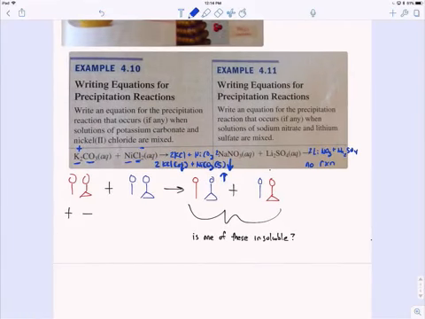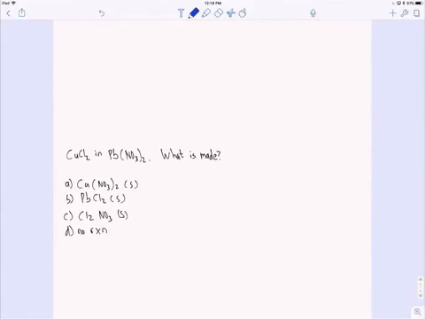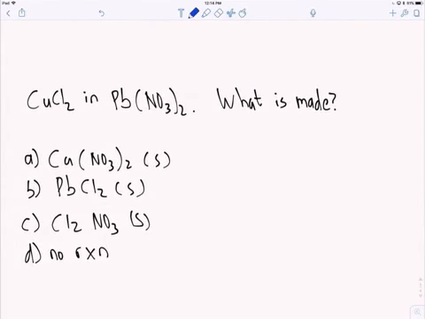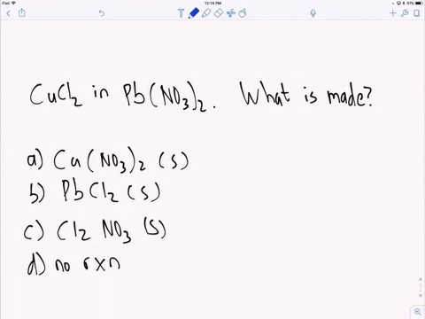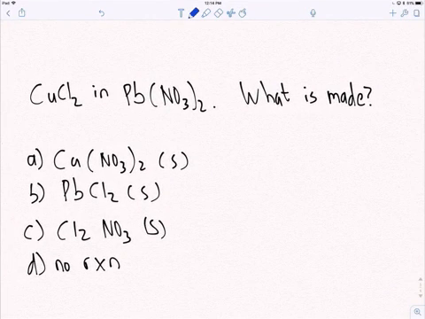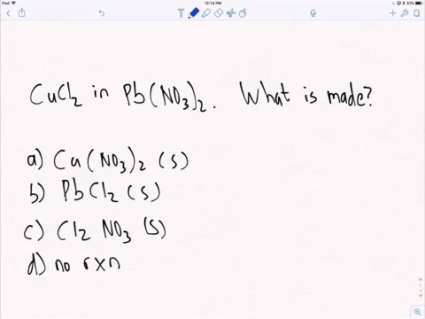So, questions? All right, let's see if you follow. Copper chloride and lead nitrate. What is made?